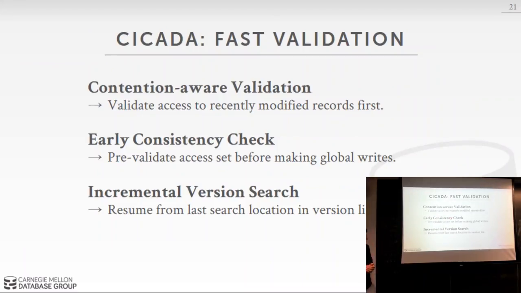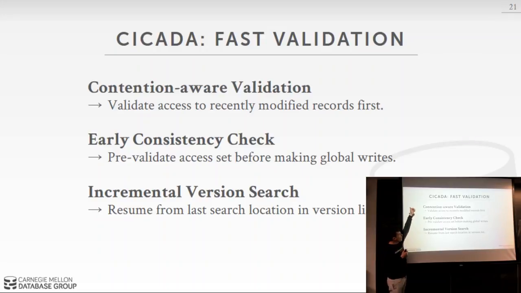So the next thing they have is ways to do fast validation. The one interesting thing that they do is that they try to keep track of the amount of contention in the system and avoid having to do a bunch of additional checks that you normally have to do in the regular protocol. So the idea here is you relax some of the validation steps you do. You're not violating your serializable guarantees. You're just being less paranoid about the checks.